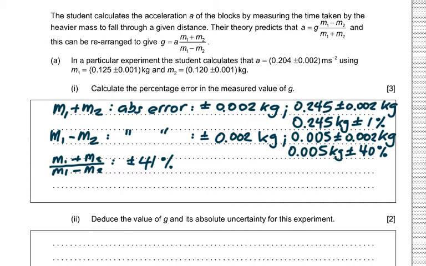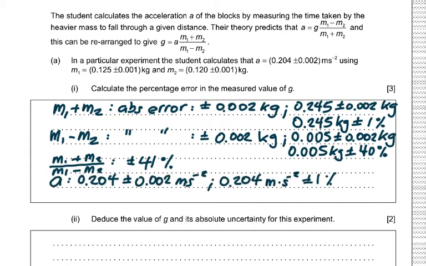Now A has an absolute uncertainty of plus or minus 0.002 meters per second squared. And again, if you're wondering about the units, saying that meters per second squared are not compatible with kilograms, this is one of the reasons why we deal with percentages. Percentages don't have a unit. So then let's figure out the percentage difference on that 0.002 on 0.204 meters per second squared. And so the 0.002 meters per second squared is 1% of 0.204 meters per second squared.